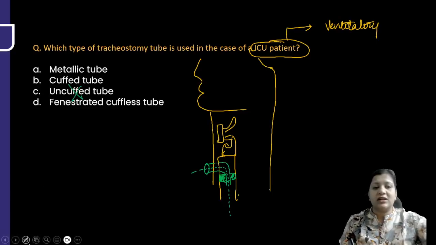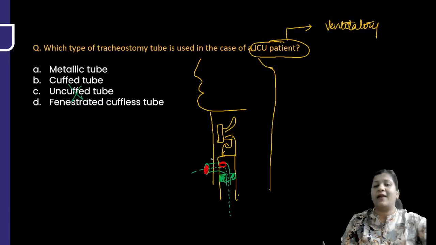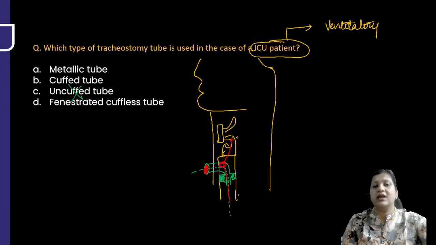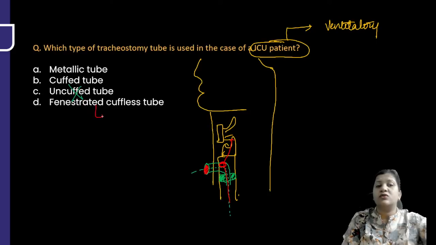What is a fenestrated tube? Now we have tubes which have holes. There is a hole so that whenever the patient wants to speak, he can close the tube temporarily. The air will get redirected to this fenestration and hit the vocal cords to produce voice. So fenestrated tubes are used whenever the patient wants to speak. But in an ICU patient, if I keep a fenestrated tube, is there a risk of aspiration? Yes. So can I put a fenestrated tube in an ICU patient? No.